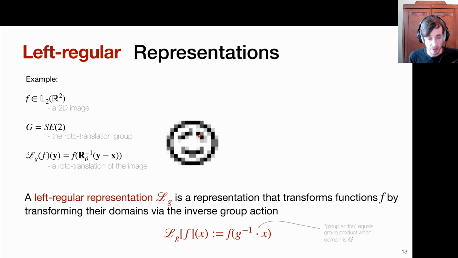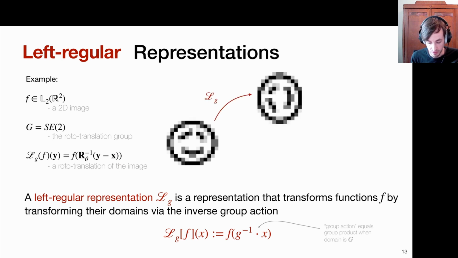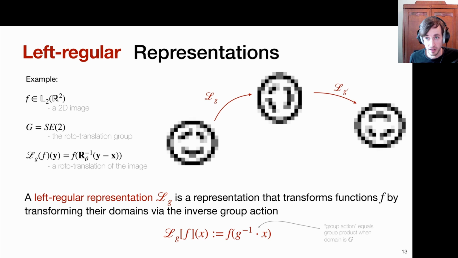So here is an example again. This is an image, a function on R2, and we know how SE2 transforms two-dimensional vectors. So we know how to rotate and translate a two-dimensional vector. If we then apply the inverse group action to the domain, we obtain a shifted image. For example, this smiley face can be rotated and translated by transforming its domain and then resampling, let's say. We can do that again, and this generates a net effect of rotating or translating this image.